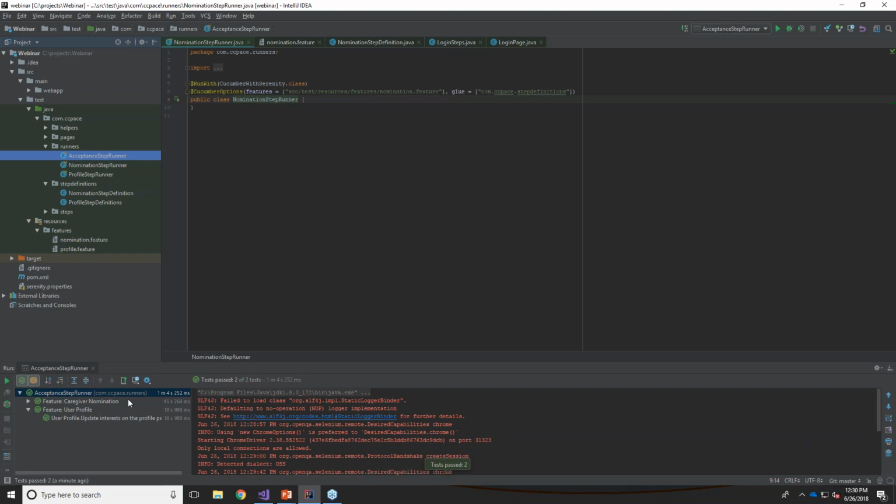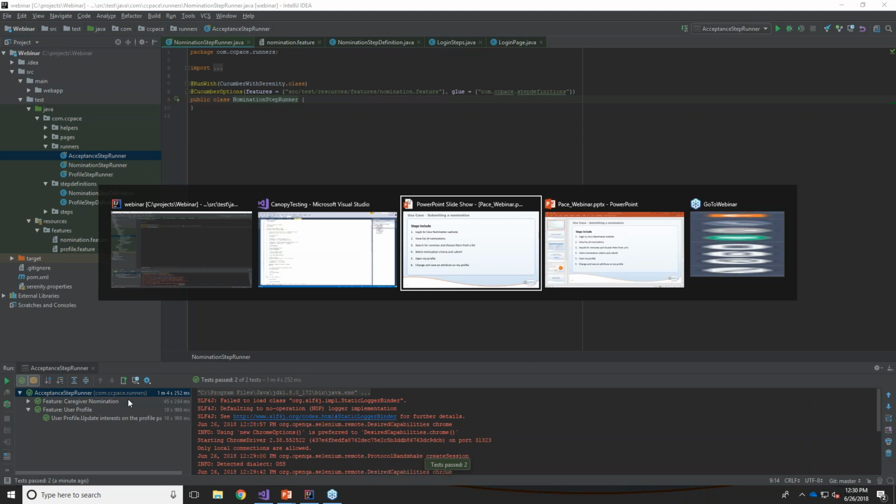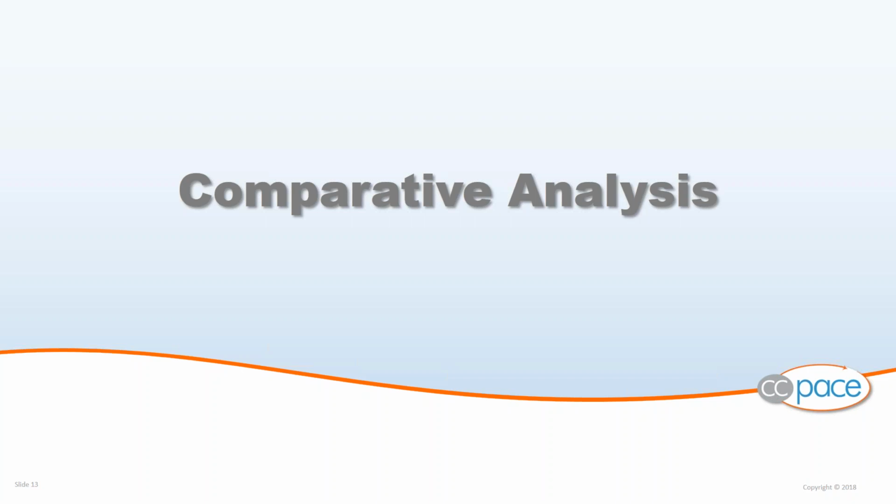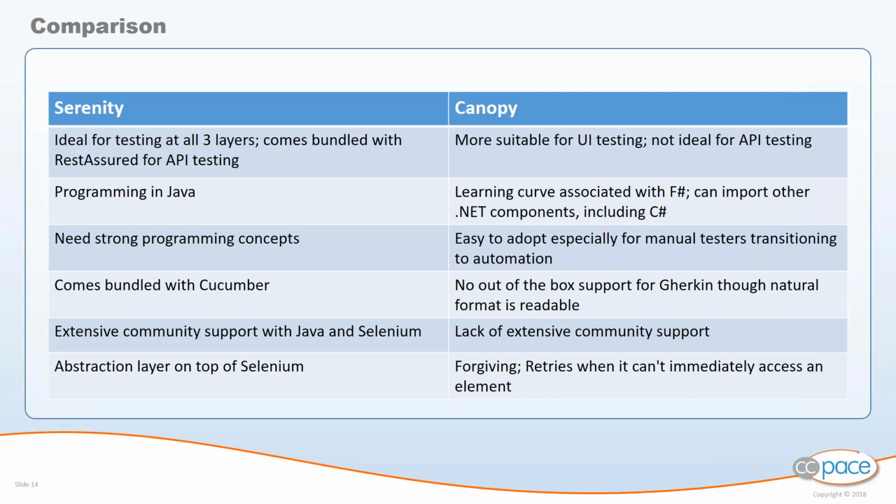So now we've looked at the examples. Now let's discuss how the tools differ, under which circumstance you might use one over the other. So the biggest advantage of Serenity is that it does not limit testing to any one particular layer of the automation test pyramid. It can work well with all three layers of the pyramid.